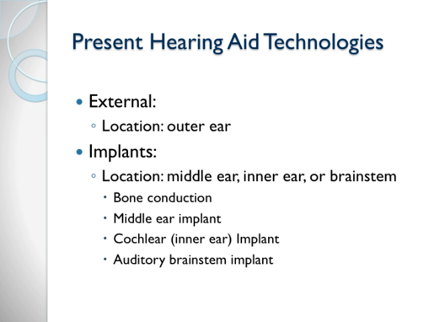Here's a list of the technologies I'll be covering in the following slides. First, I'll talk briefly about the outer ear hearing aids, which are front-end solutions for many common forms of hearing loss. Then I'll talk about a few different popular implant solutions. Implants bypass dysfunctional parts of the ear and stimulate others. The implant treatments I'll be covering include bone conduction, middle ear implants, cochlear implants, and finally auditory brainstem implants.